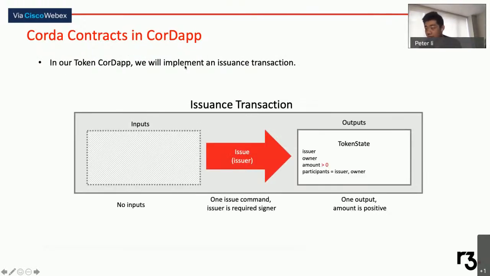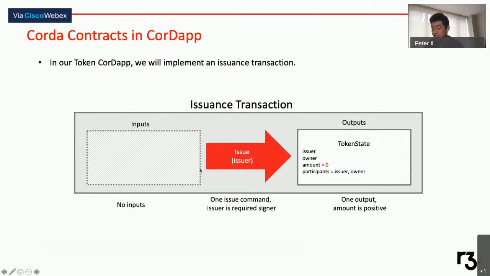So bringing it back to what we are going to do today. In our token CorDapp, we're going to do a simple issuance transaction. We're going to have 0 input because we are making an issuance. And we're going to have a command which indicates the intent of the transaction, which is the issue. And we're going to have an output. We are the issuer, so we can create the output out of nowhere. And the output is actually the token state that Irina just showed you.